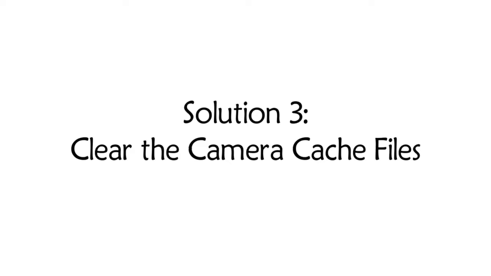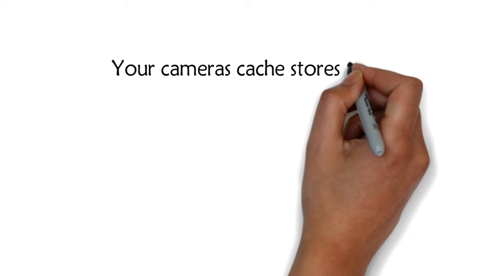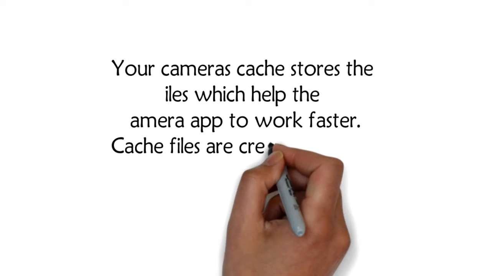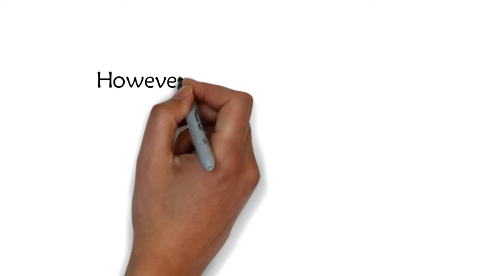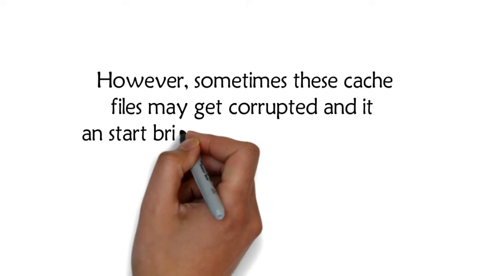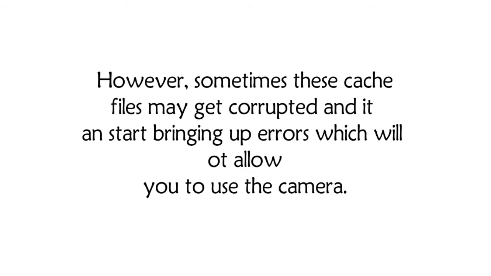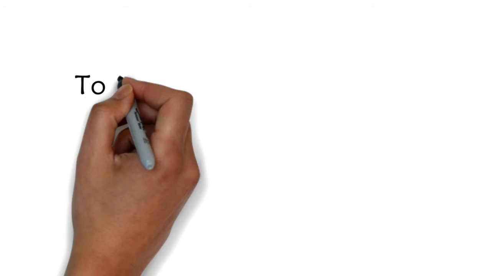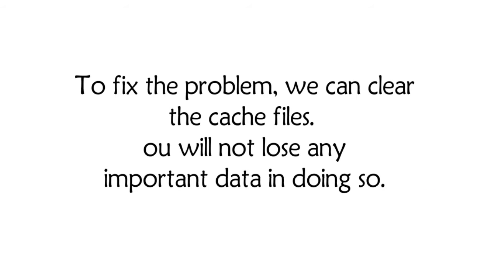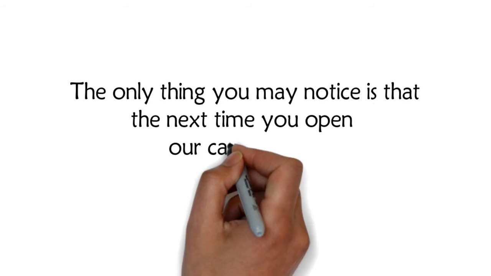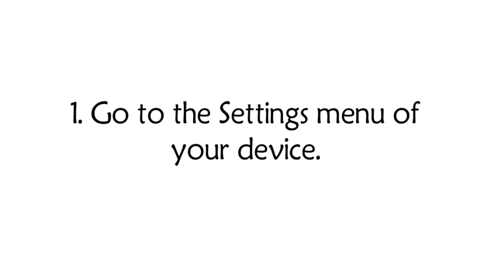Solution 3. Clear the camera cache files. Your camera's cache stores the files which help the camera app to work faster. Cache files are created for ease of use and better user experience. However, sometimes these cache files may get corrupted and it can start bringing up errors which will not allow you to use the camera. To fix the problem, we can clear the cache files. You will not lose any important data in doing so. The only thing you may notice is that the next time you open your camera app, it will take some time to load.